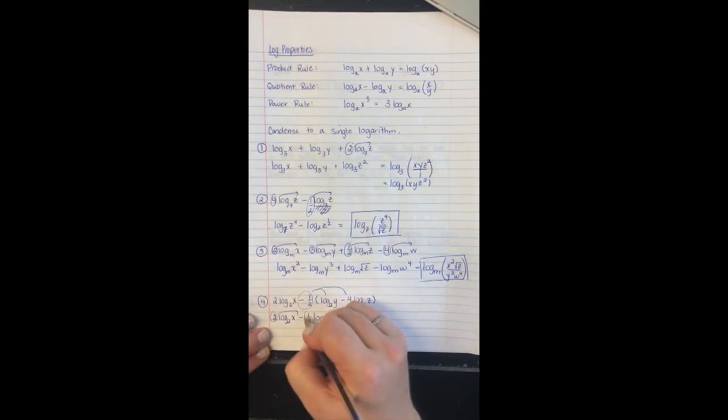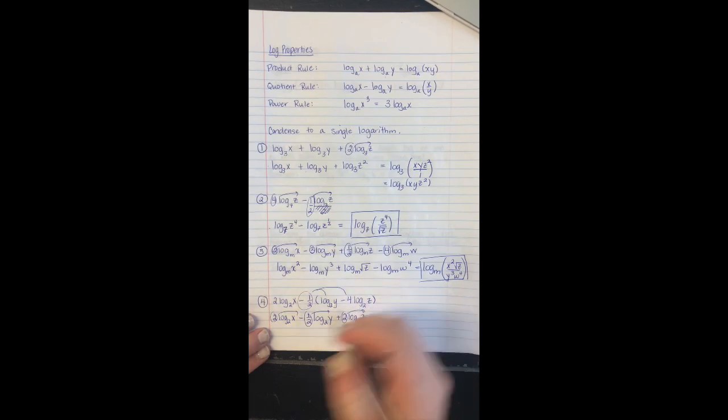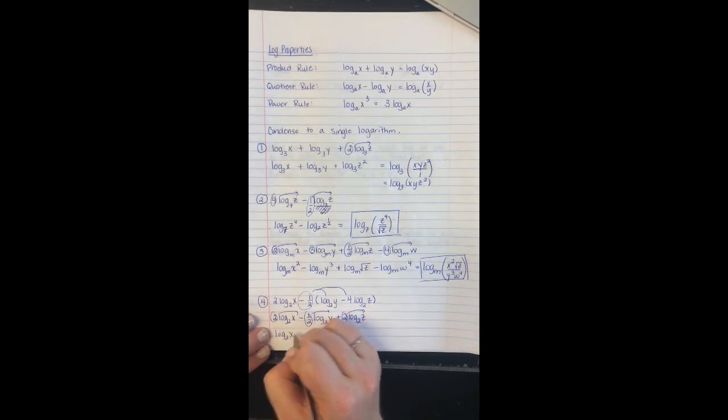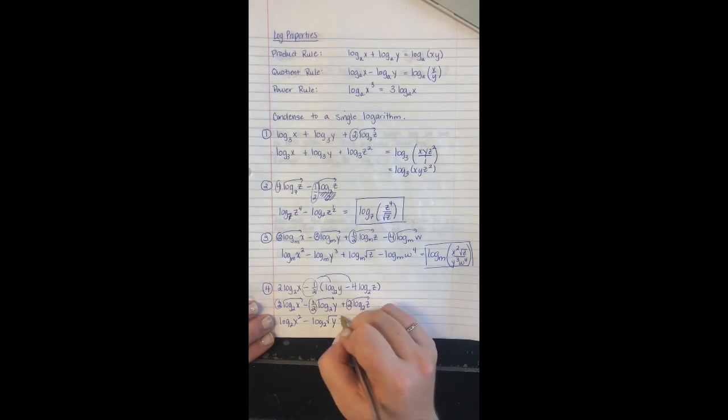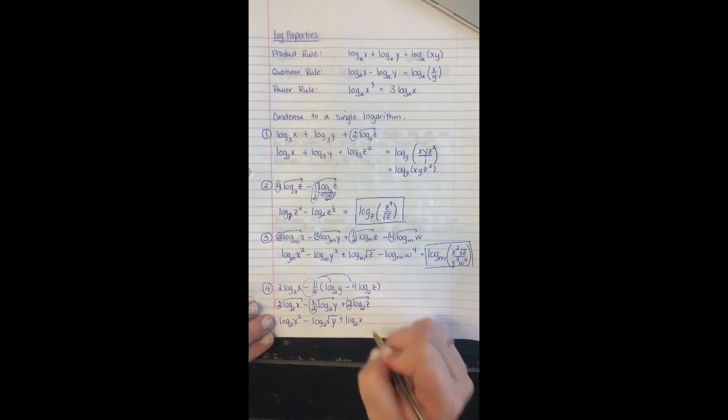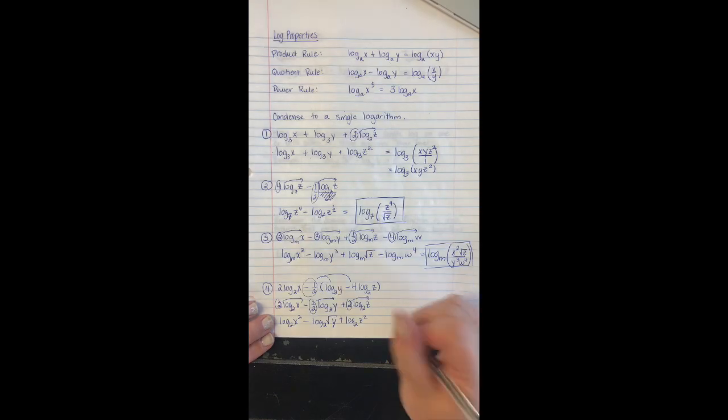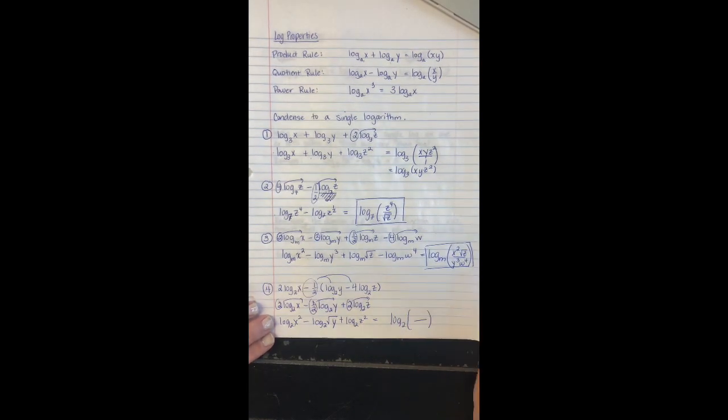Raise all your coefficients up to be exponents. So this becomes log base 2 of x squared minus log base 2 of the square root of y plus log base 2 of z squared. Combine this to one single logarithm and put a fraction on the inside.